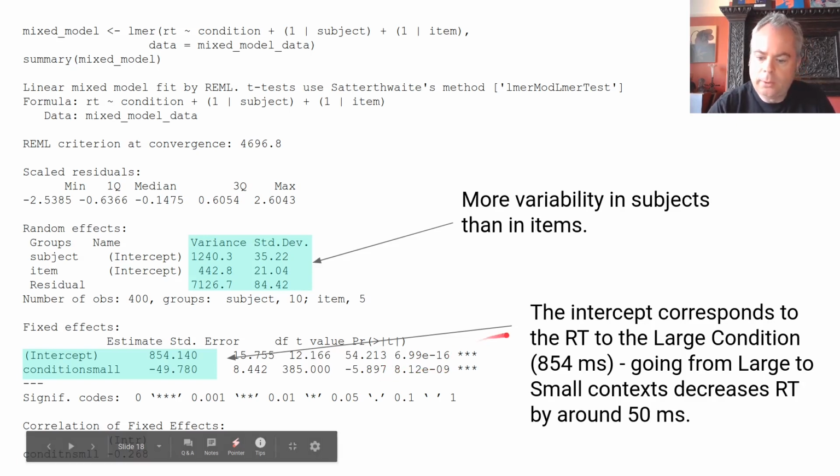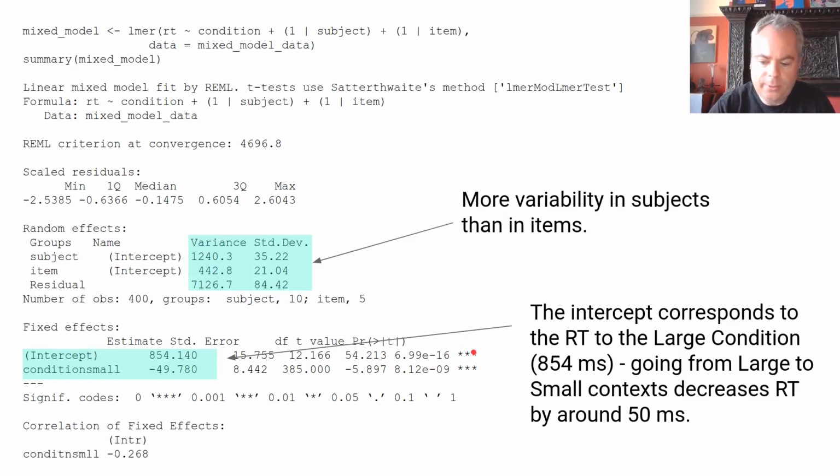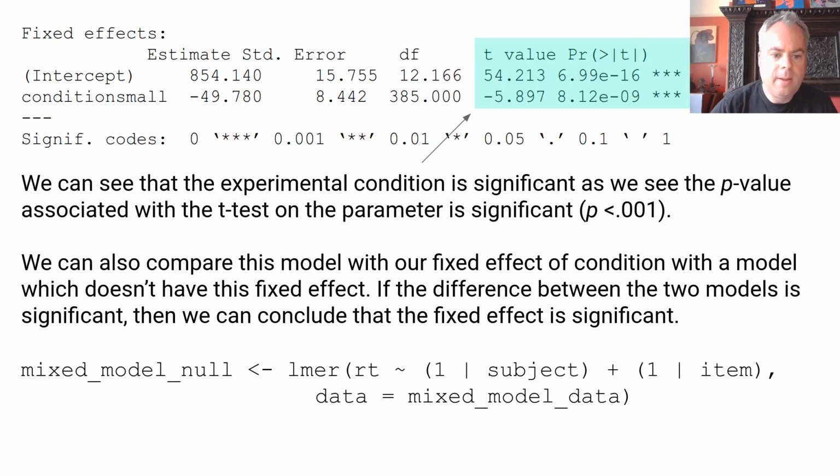Okay? So we see that the intercept corresponds to the reaction time to the large condition, fits our descriptive statistics. Okay? And going from large to small decreases reaction time by around 50 milliseconds. So we can see that the experimental condition is significant. We've got a tiny p-value.